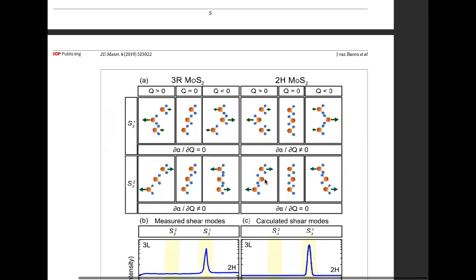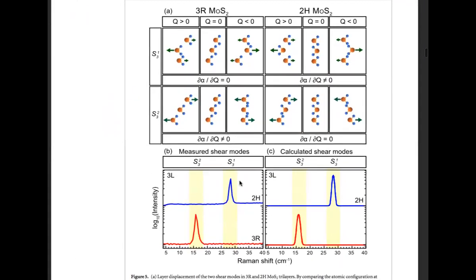Okay, so that is what we observe. For 2H, you see the higher mode. So for 3R, you see the lower mode. And we actually build a quantitative model to do the calculation. So this is a very simple example in 3-layer.